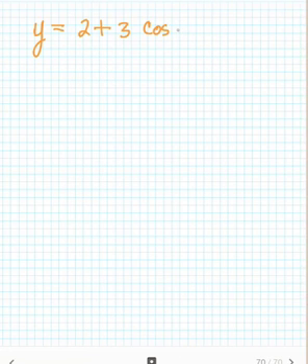Okay. All right, everybody, here's my problem. I have y equals 2 plus 3 times the cosine of 4 times theta plus 31 degrees. This is for anybody that just wants an in-depth discussion of example 1 in the book.